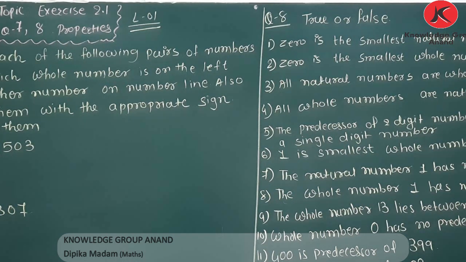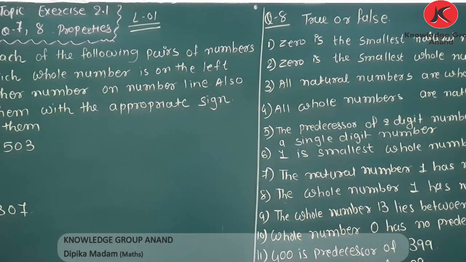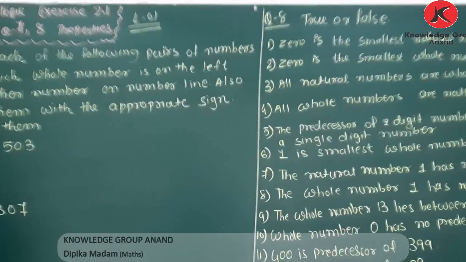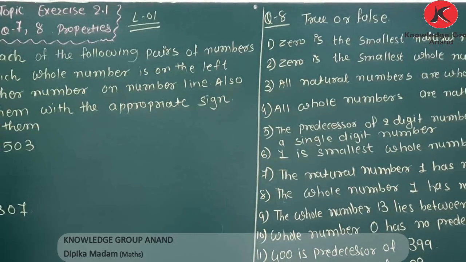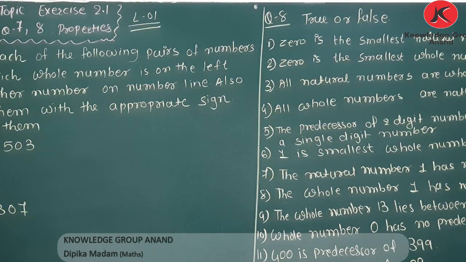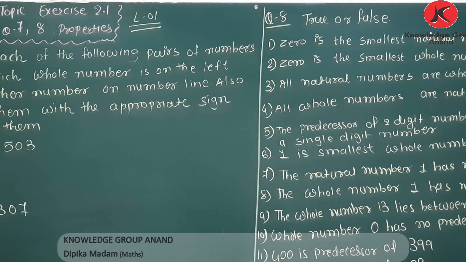My friends, yesterday we started chapter number 2, that is whole numbers, and we also saw some examples of exercise 2.1. Today we will continue that. Question number 7. In each of the following pairs of numbers, state which whole number is on the left of the other number on the number line. Also write them with the appropriate sign between them.